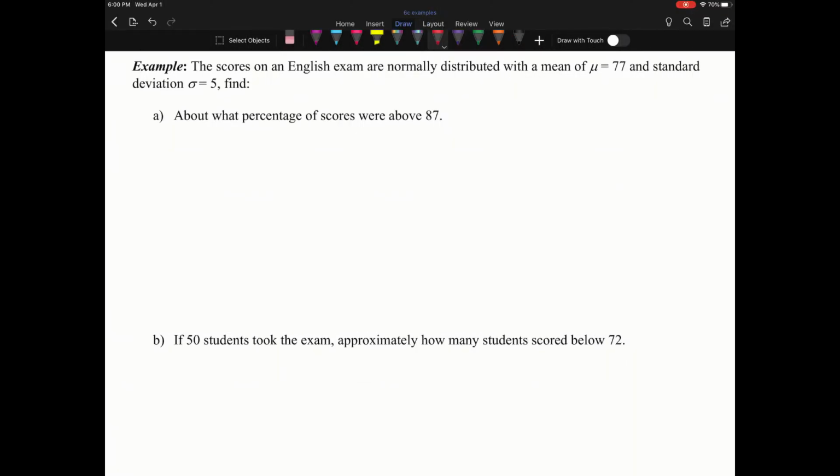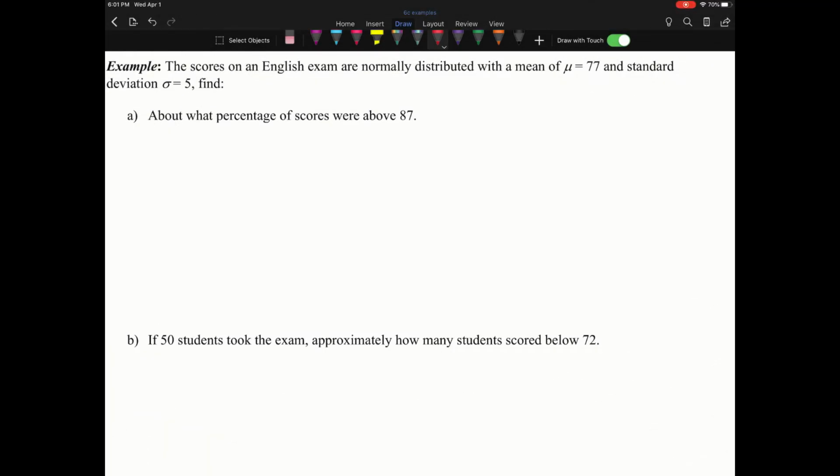In this example, we assume that the scores on an English exam are normally distributed with a mean of mu equals 77 and standard deviation sigma equals 5. We're going to find about what percentage of scores were above 87, and if 50 students took the exam, approximately how many students scored below 72.